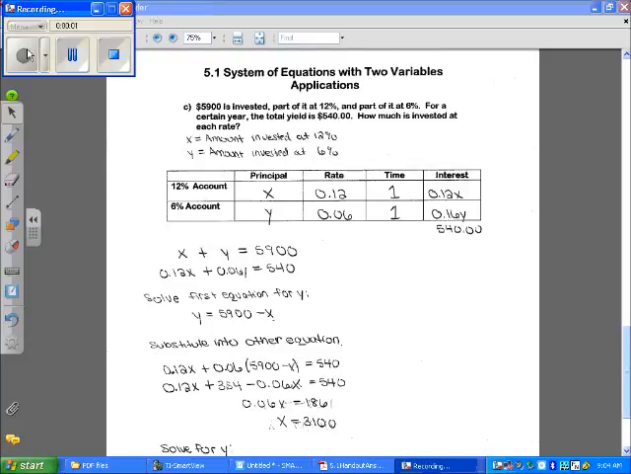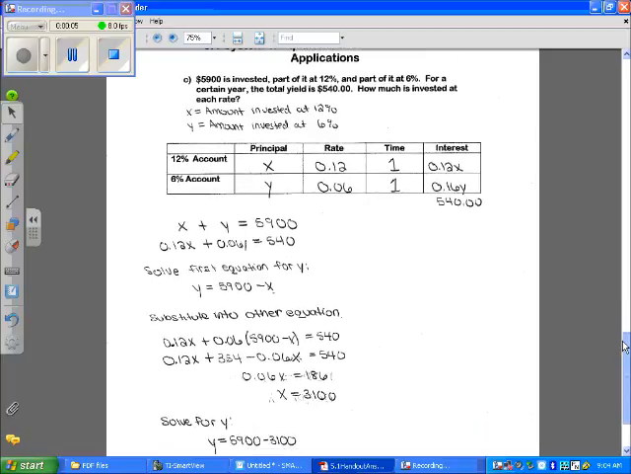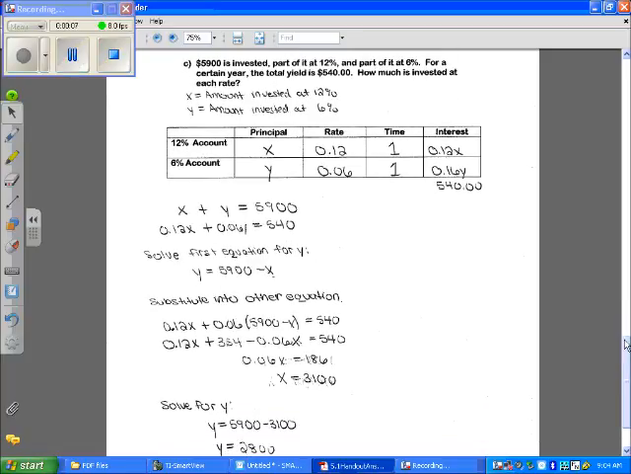We're going to continue with systems of equations. We're going to do example C next, which has to do with compound interest. Okay, so if you look here, it says $5,900 is invested, part at 12% and part at 6%.